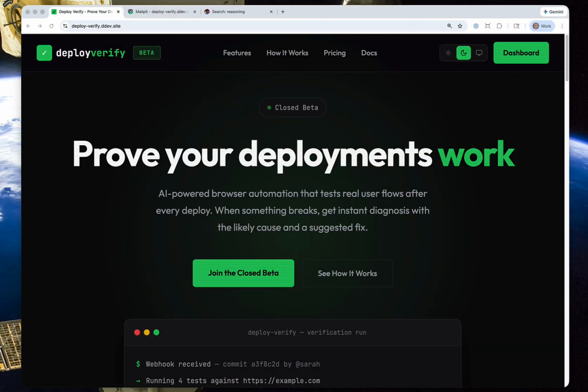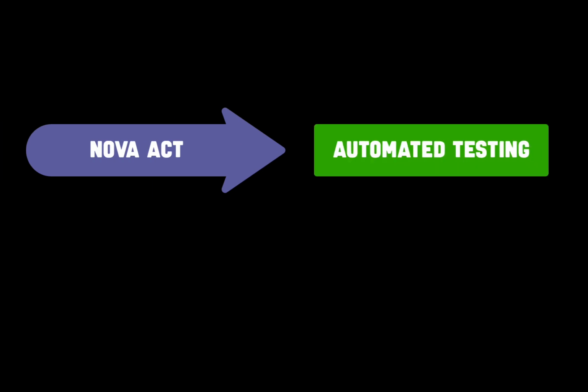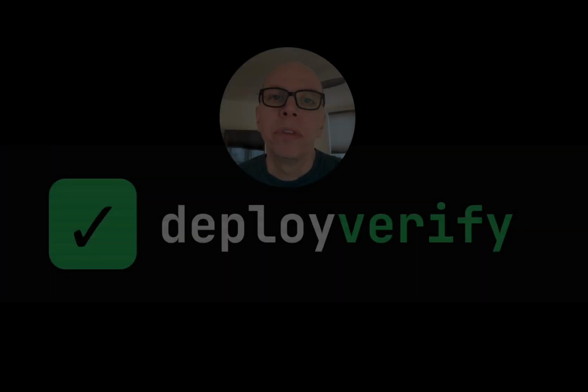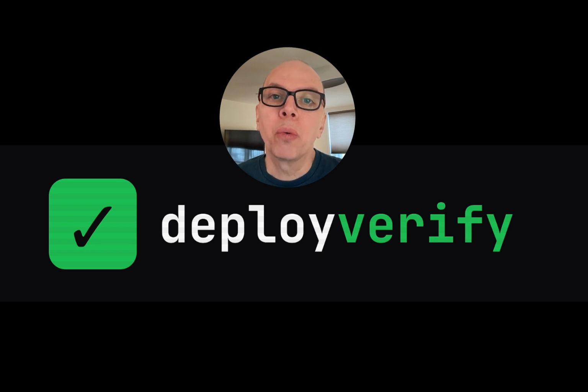Modern applications are increasingly built with natural language and AI assistance. Deploy Verify ensures that they can be tested the same way, using agentic UI automation and intelligent reasoning to validate real user experience after every deployment. It combines Nova Act for reliable workflow automation and Nova 2 Lite for failure analysis. Now when you deploy your app, you can be sure it works for real users.